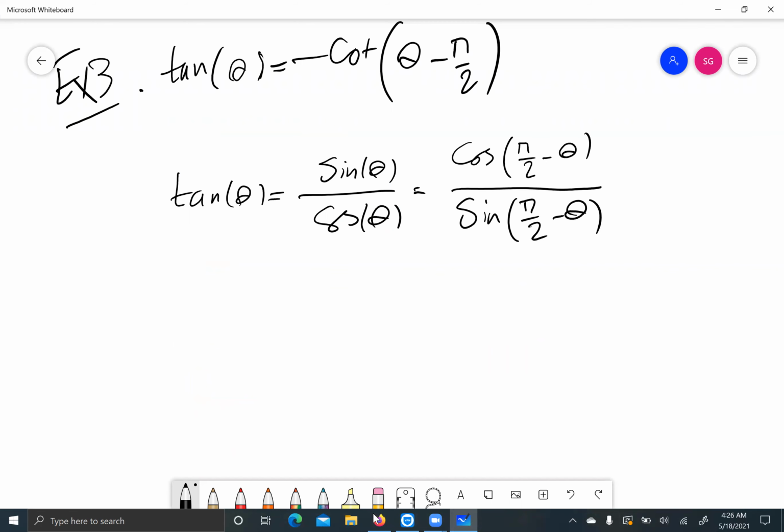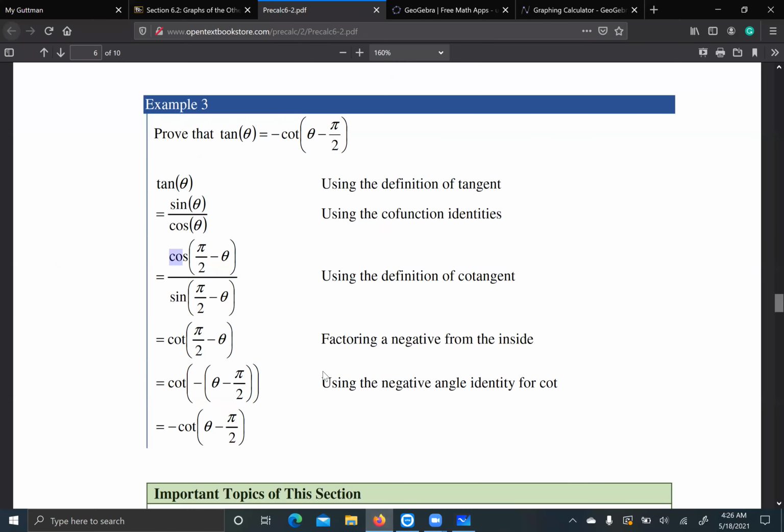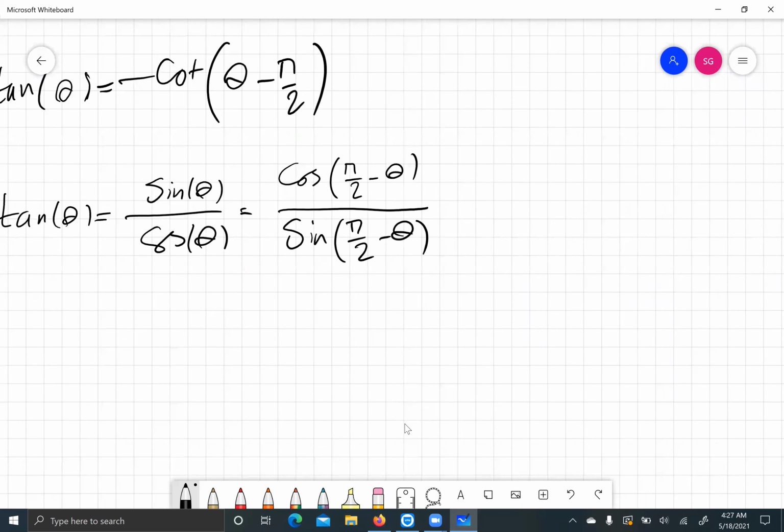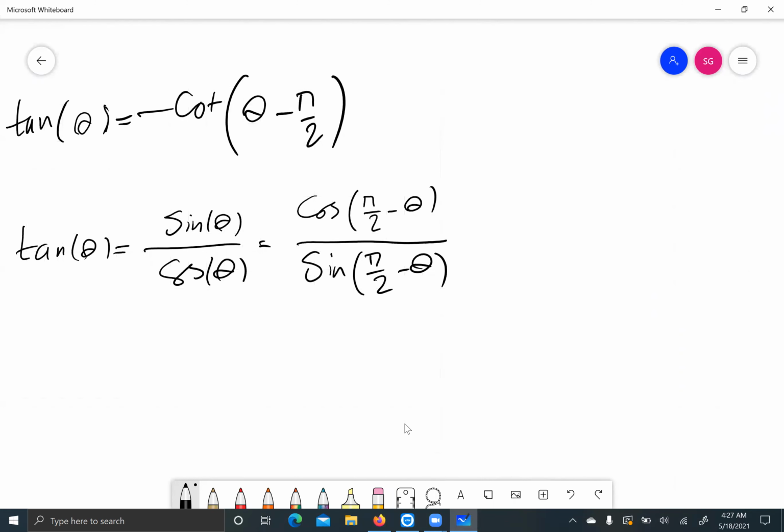Why did I use this? Why do we use this identity? Because in this way, we switch the places of cosine and sine, which makes it closer to cotangent, because cotangent on the right side is cosine over sine. Now this is going to be cotangent of pi over 2 minus theta, because cotangent is cosine divided by sine.